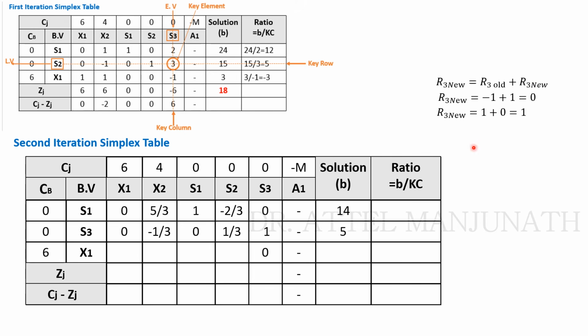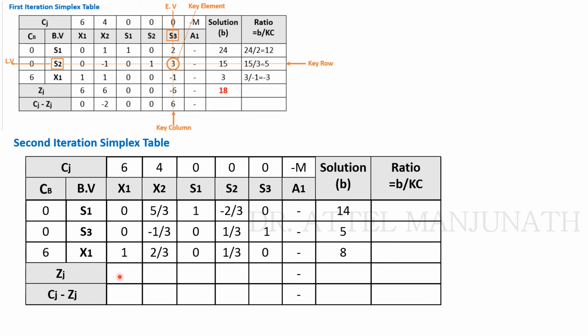Okay. And so here the first cell 1 plus 0 becomes 1, and here similarly you can calculate 1 plus minus of 1 by 3, you will get 2 by 3, and here you will get 0 and 1 by 3, and the last cell is 8.